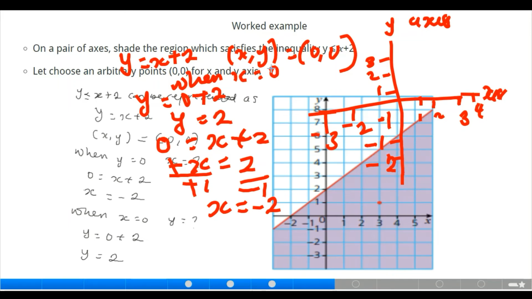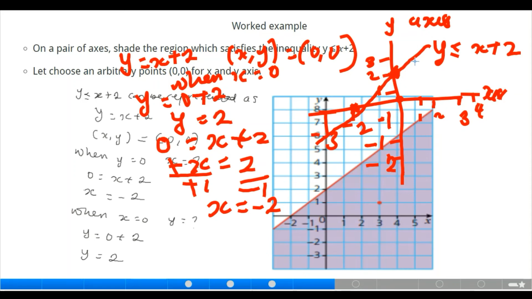Now let's look at what we have solved. When x is 0, this is the arbitrary point. X is 0. What is y? Y is 2. So we shade here. Okay. So when y also is 0, this is our arbitrary point. What is x? X is minus 2. So if we are to stretch a straight line, we are drawing our line to be on this point. So now we have our equation to be y less than or equals to x plus 2, and that is the solution set for this diagram.